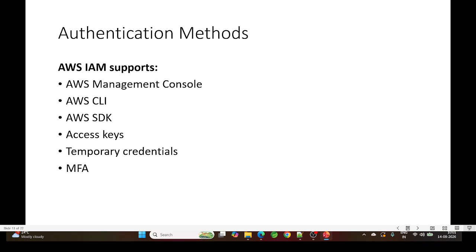AWS resources can be accessed in different ways. For example, a user can work through the AWS Management Console. Developers can use the AWS CLI or AWS SDKs. Applications and services commonly use temporary credentials obtained through IAM roles.